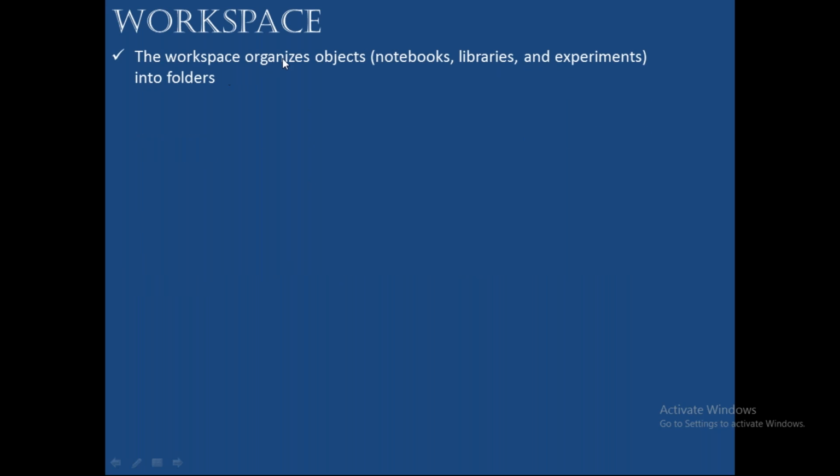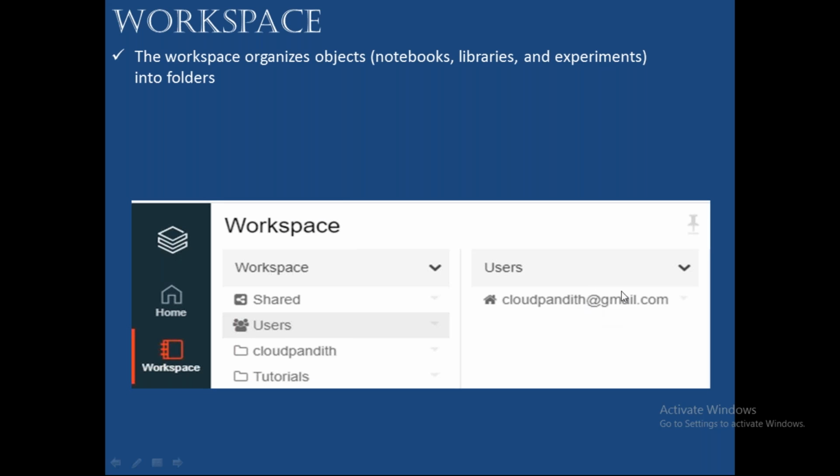Okay, next, let's go to workspace. Same, workspace organizes objects such as notebooks, libraries, and experiments into folders. It need not be cloudpandit@gmail or cloudpandit@outlook.com. See here, you have different folders. We have a user mail ID, and under this it can be there. Otherwise, it can be at the workspace level.